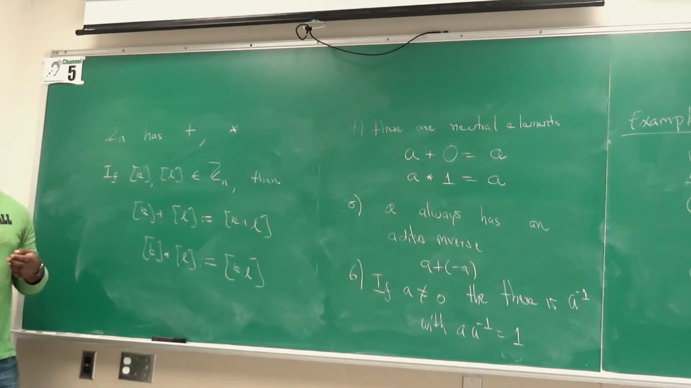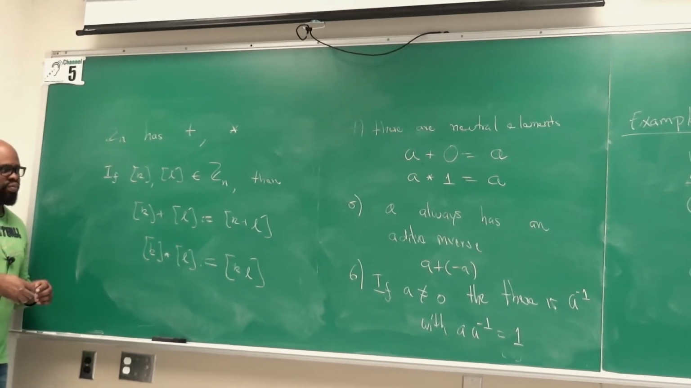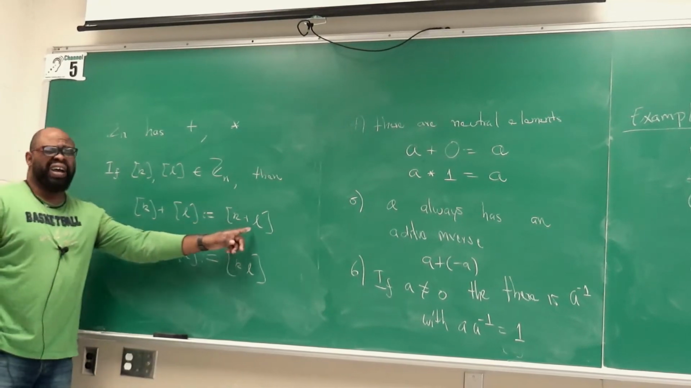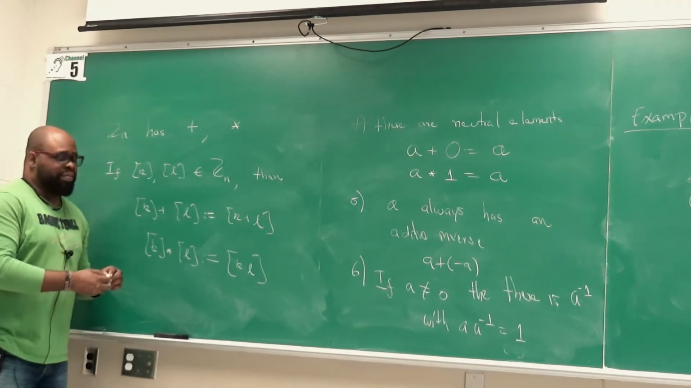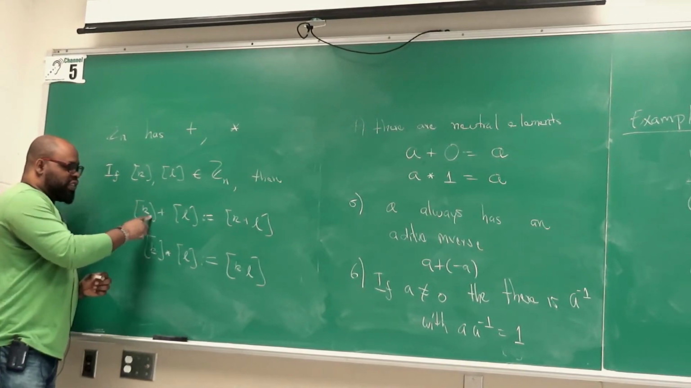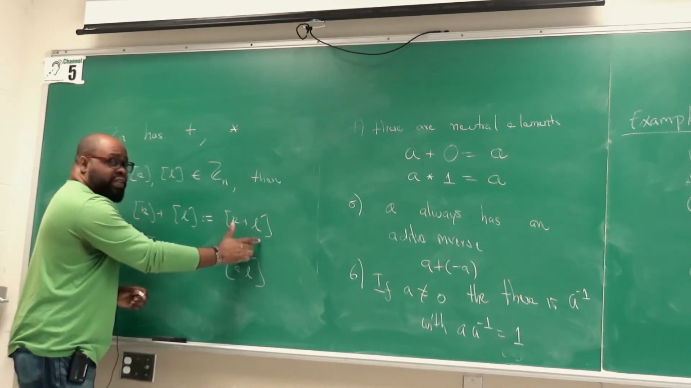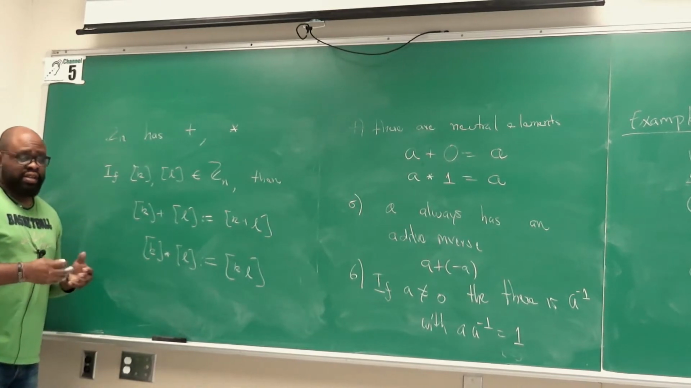And one can check using just properties of division that these operations are well defined, in the sense that if I picked a different K in the same equivalence class, you will get the same equivalence class here at the end.